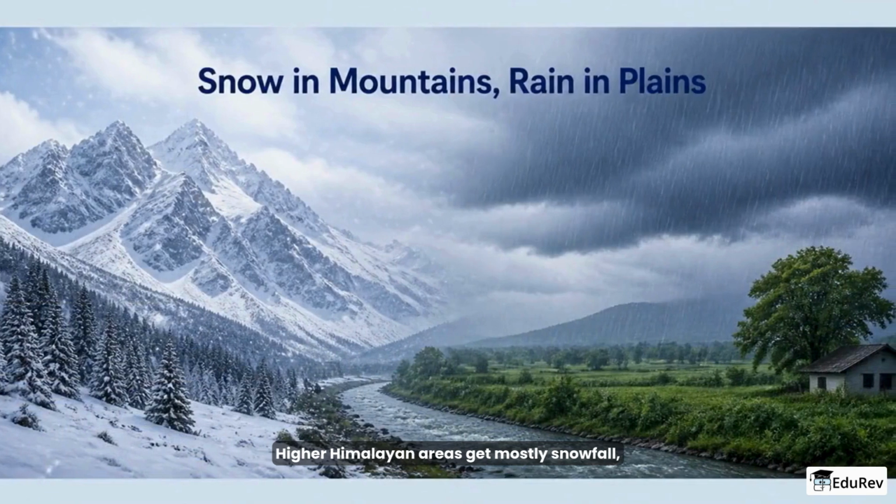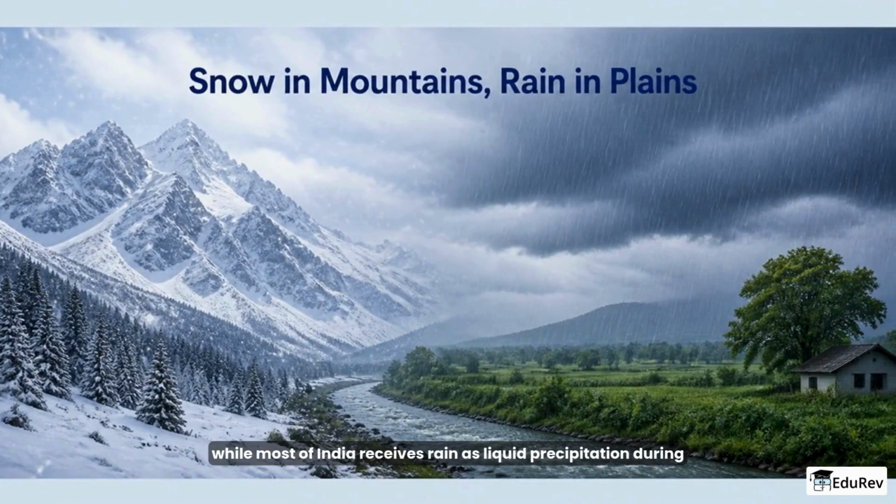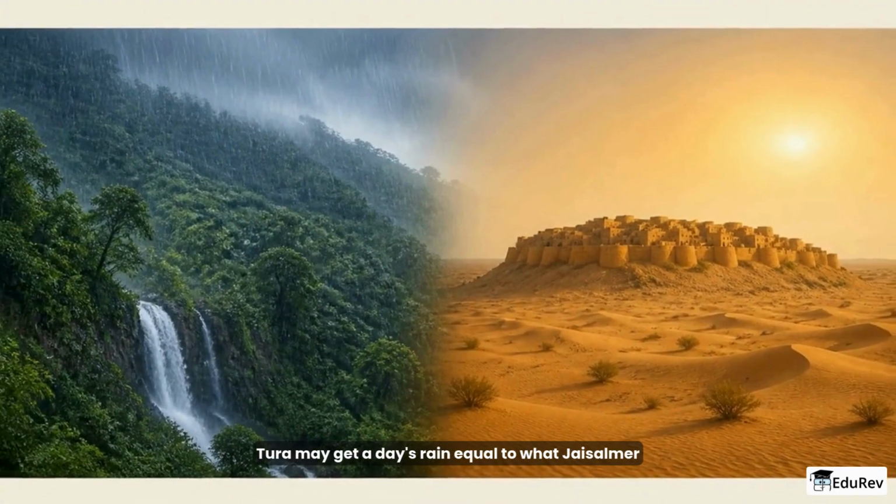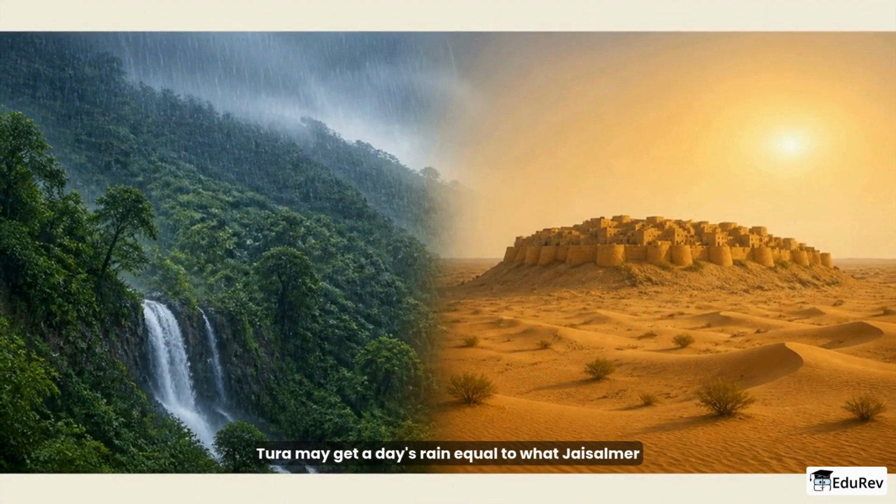Higher Himalayan areas get mostly snowfall, while most of India receives rain as liquid precipitation during monsoon months in low and middle altitudes. Places like Cherrapunji and Mawsynram in Meghalaya get over 1080 centimeters of rain yearly, while Jaisalmer gets under 9 centimeters annually. To imagine the contrast, Tura may get a day's rain equal to what Jaisalmer receives in 10 years, showing huge differences between nearby regions.